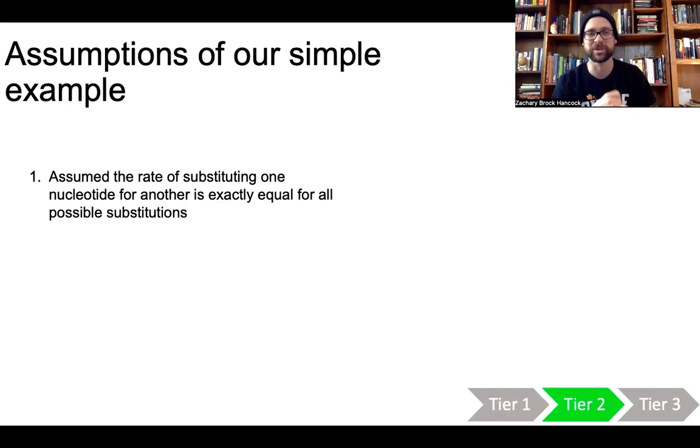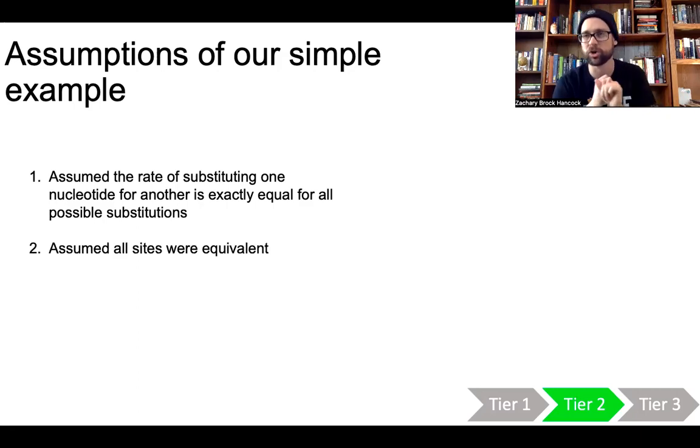Well, first, we assumed that the rate of substituting any one nucleotide for any other nucleotide is exactly equal. Okay, so the probability or the rate of change from an A to a T is exactly the same as an A to a G or a C to a T, right? That all of those changes are exactly the same. That is to say, we didn't have to worry about what kinds of mutations were occurring. We just pretended that they were all exactly equal to one another. We're going to talk about why that's very rarely true, but we're also going to talk about when we could know that it could potentially be true.